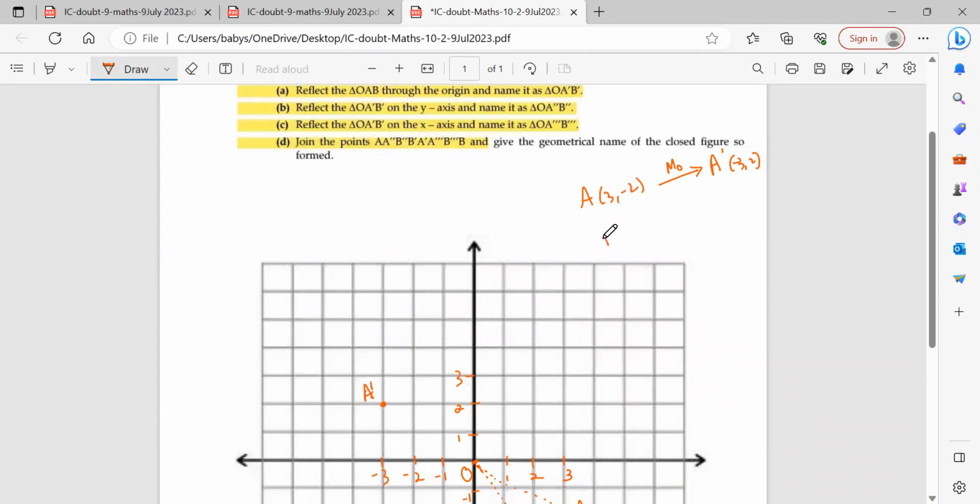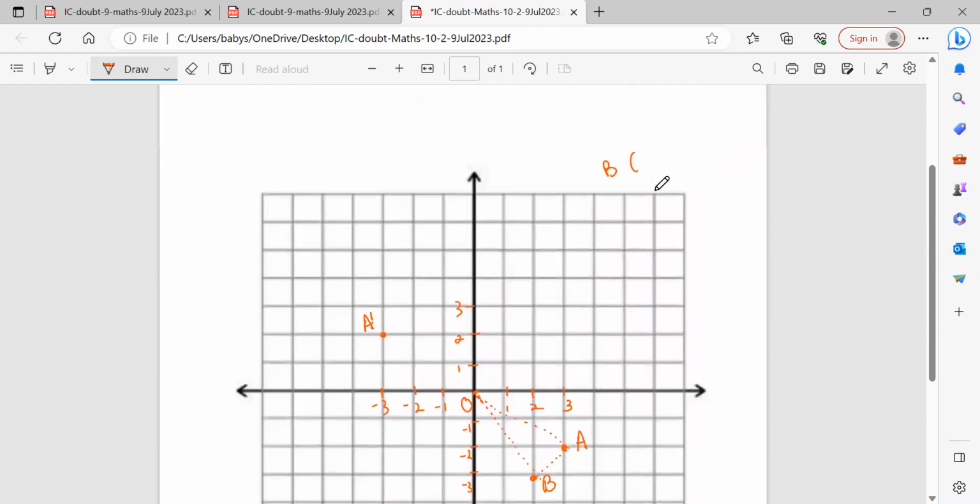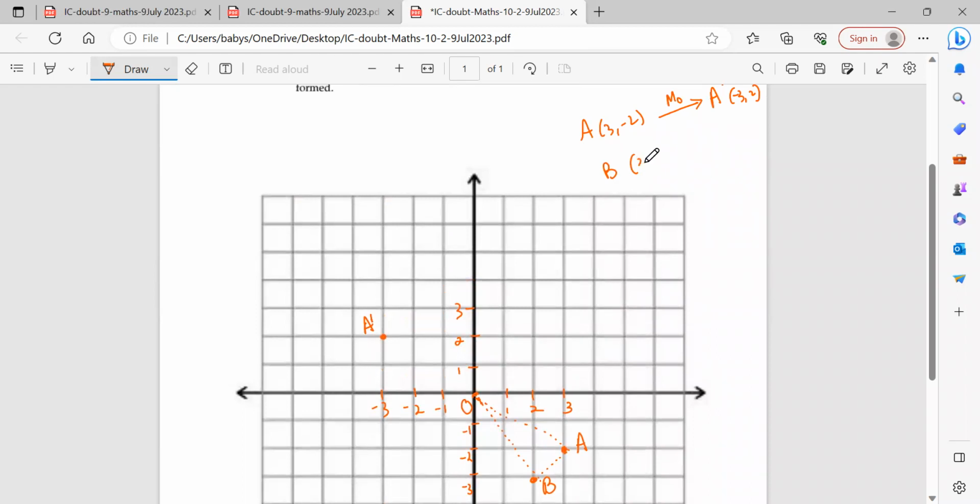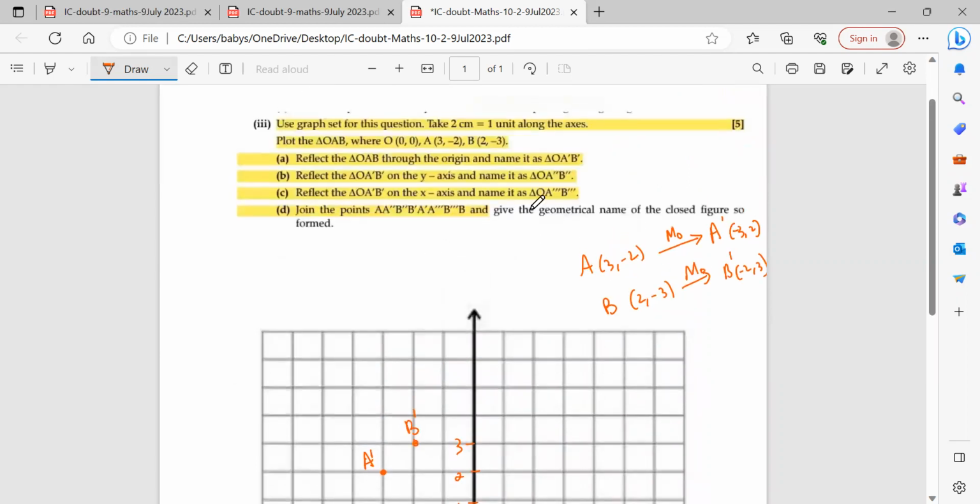Likewise, what is B? B is 2, minus 3, and the same transformation, that is when you reflect it about the origin, it becomes B dash, which is minus 2, 3. So this will be B dash. Okay, I have marked A dash and B dash. So we have cleared point A. Now what's the next thing?